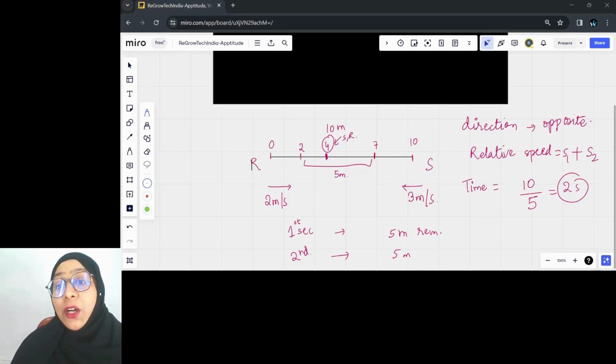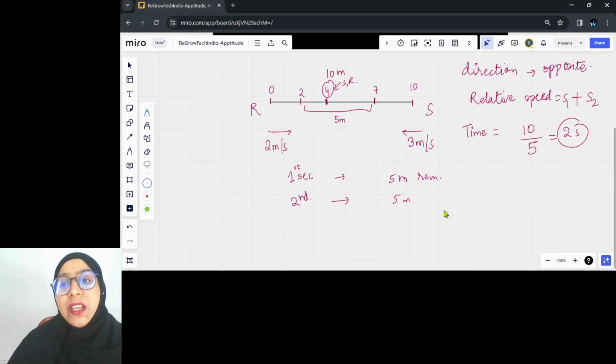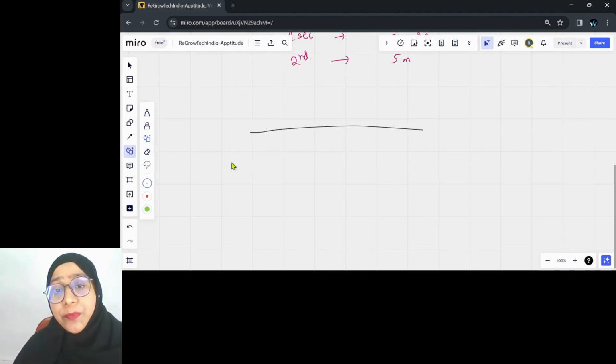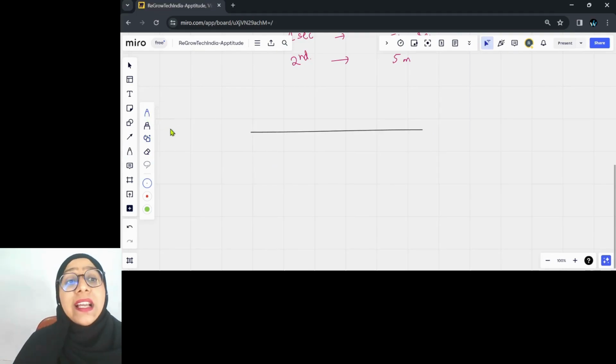Now, let us also talk about what happens when two objects are in the same direction to one another. Let's see that with the help of an example too. So here, let us assume, since we are taking examples, let us say we have Tom and Jerry. And if you are a little aware of what Tom and Jerry does, they run away from one another, right?